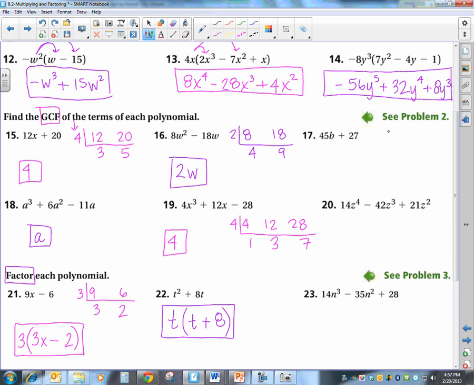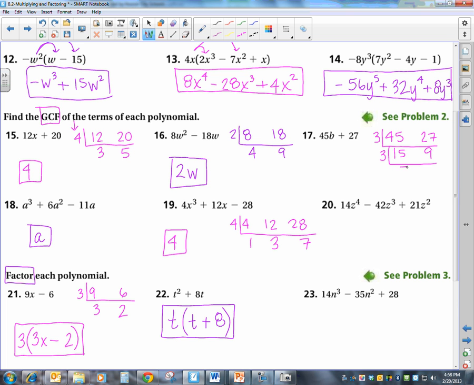45b plus 27, so I'm looking at my coefficients, 45 and 27. Start with whatever number you want to, but I kind of want to do an example in case you don't see the largest one. 3 goes into 45 15 times. 3 goes into 27 9 times. You notice they still have something in common. I don't have a 1, but there's another number that goes into both of these, and that is 3 again.